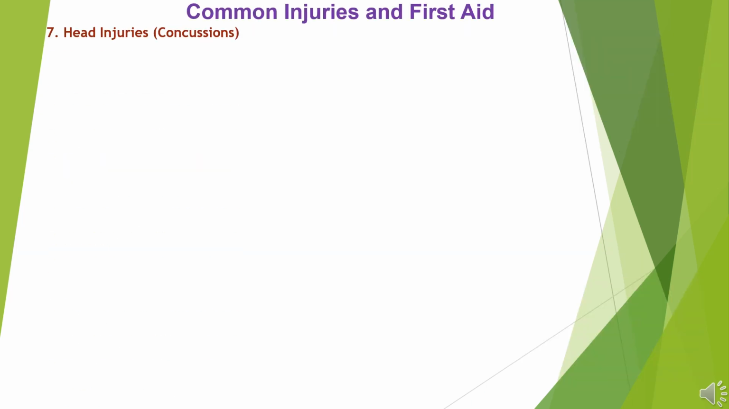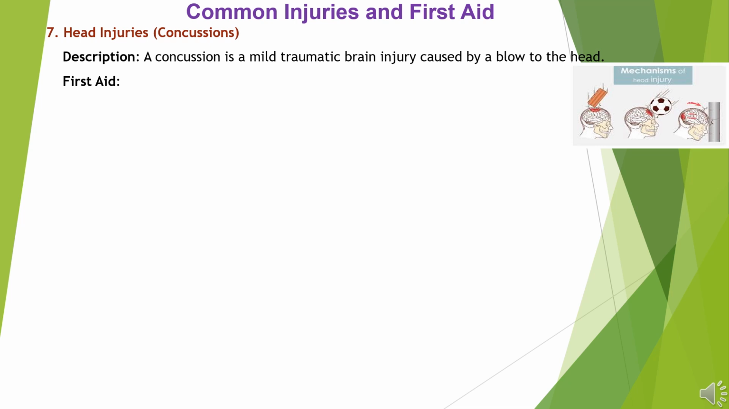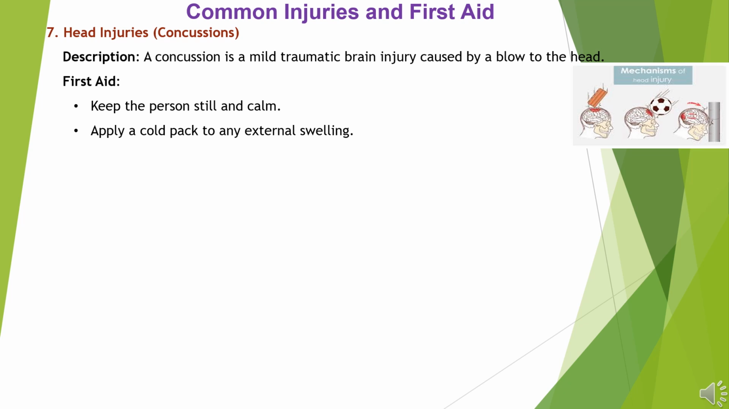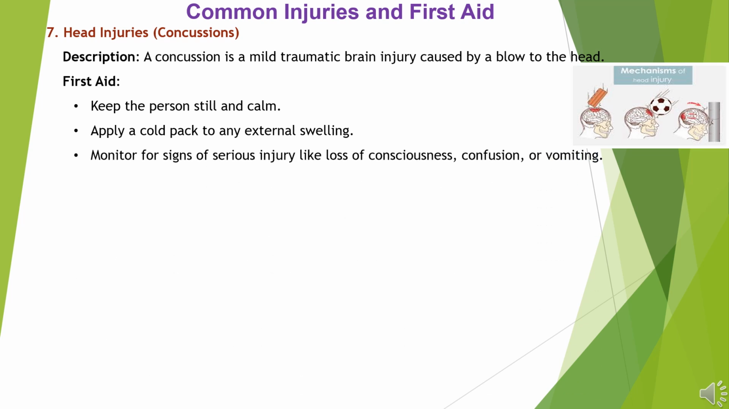7. Head injuries, concussions. Description: a concussion is a mild traumatic brain injury caused by a blow to the head. First aid: keep the person still and calm. Apply a cold pack to any external swelling. Monitor for signs of serious injury like loss of consciousness, confusion, or vomiting. Seek medical attention if symptoms worsen or persist.